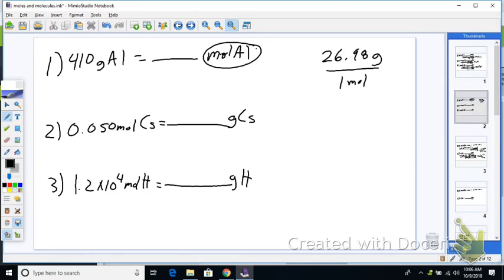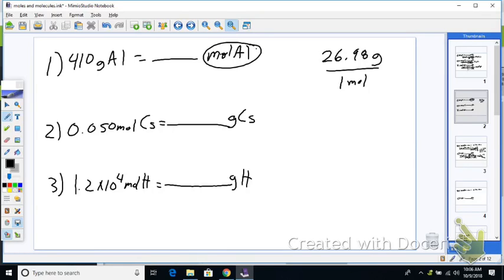So anytime you're given a weight, or you're asking for a weight, like these first three, guess what we're going to look at? We're going to look on the periodic table. Does that make sense? And we're going to look for that particular element. So aluminum, cesium, and hydrogen. So we're going to have to use that weight somewhere in the problem. This is my conversion ratio.